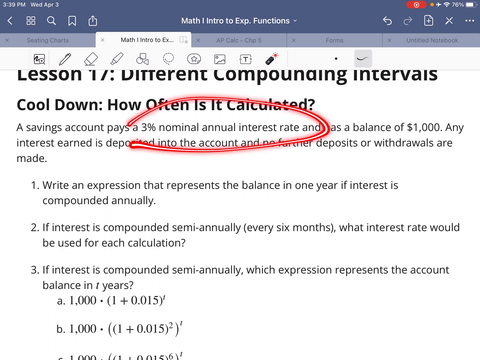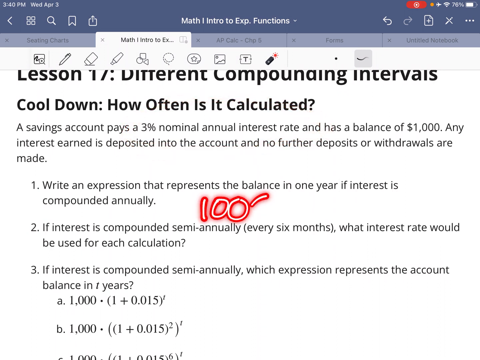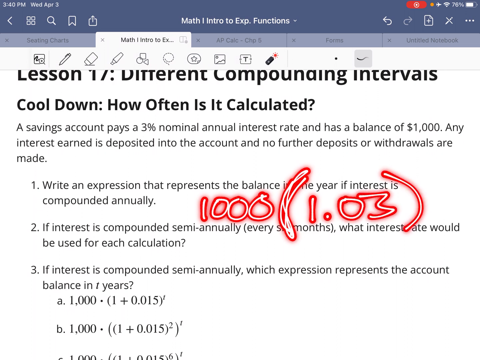Well, what's your annual rate? If $1,000 is our original balance, that's 100% of the amount of money in our bank account, but we get 3% more than that in a year, right? So that would be 103%. Just one time, because it's 1 year.